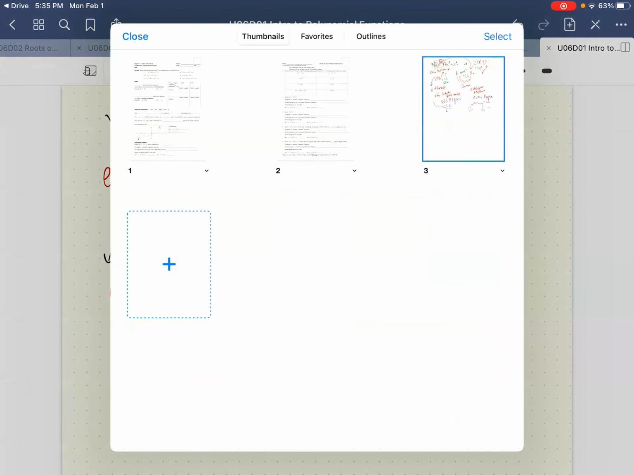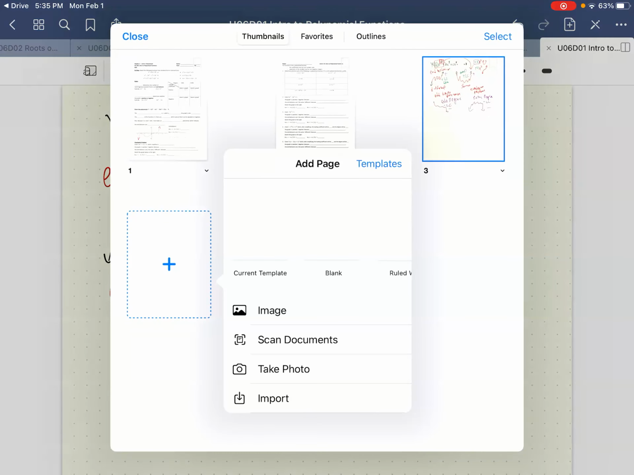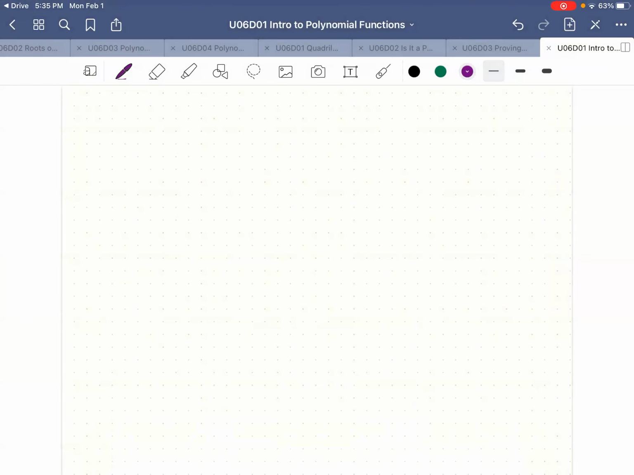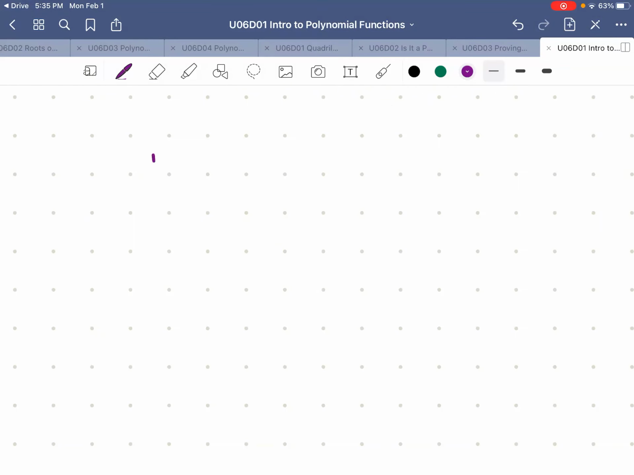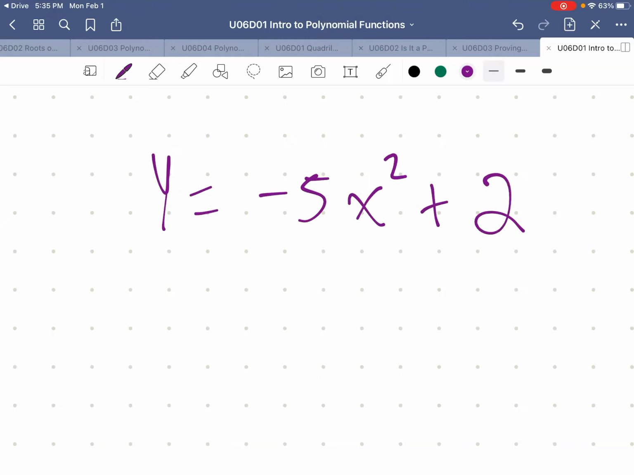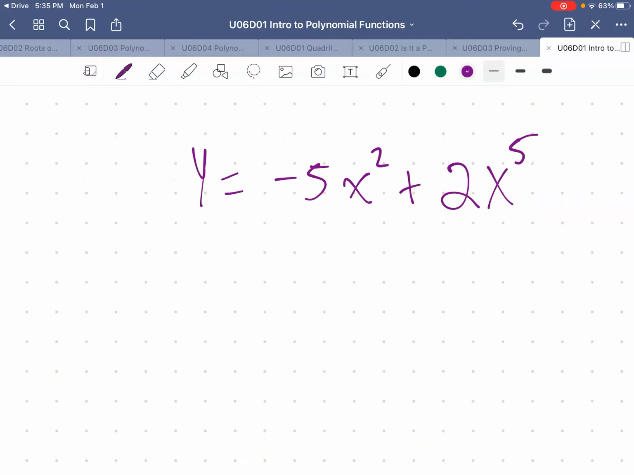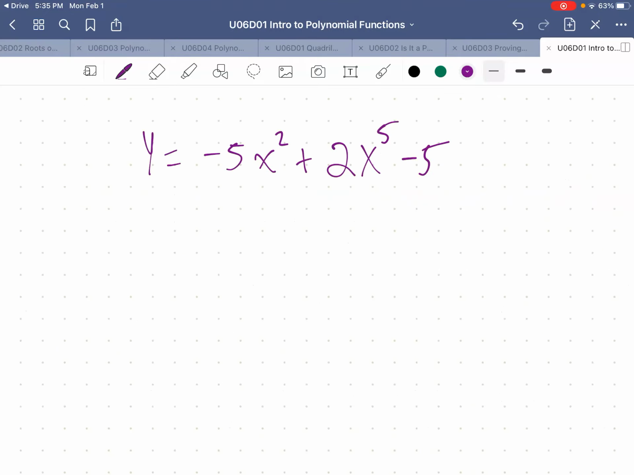So let's take a look at an example. I'm just going to make something up. Let's say we had y equals negative 5x squared plus 2x to the 5th minus 5. This is a polynomial function. It's not currently written in standard form. So the first thing we're going to do is rewrite the equation in standard form. So y equals 2x to the 5th minus 5x squared minus 5. So the exponents are now in decreasing order.